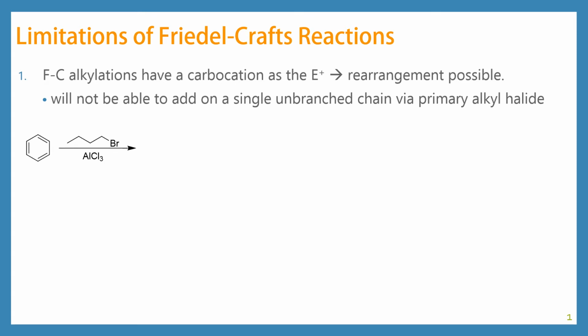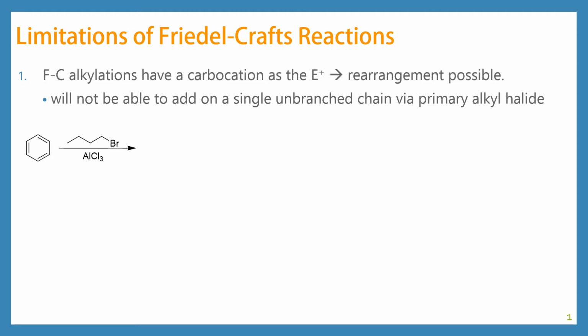In this video, we're going to discuss the limitations of Friedel-Crafts reactions. Our first limitation is that Friedel-Crafts alkylations use a carbocation as the electrophile. And as we know from previous chapters, anytime you have a carbocation, a rearrangement is possible. This means that if we want to add on a single unbranched chain to a benzene ring, we're not going to be able to do this through Friedel-Crafts alkylation in a primary alkyl halide.